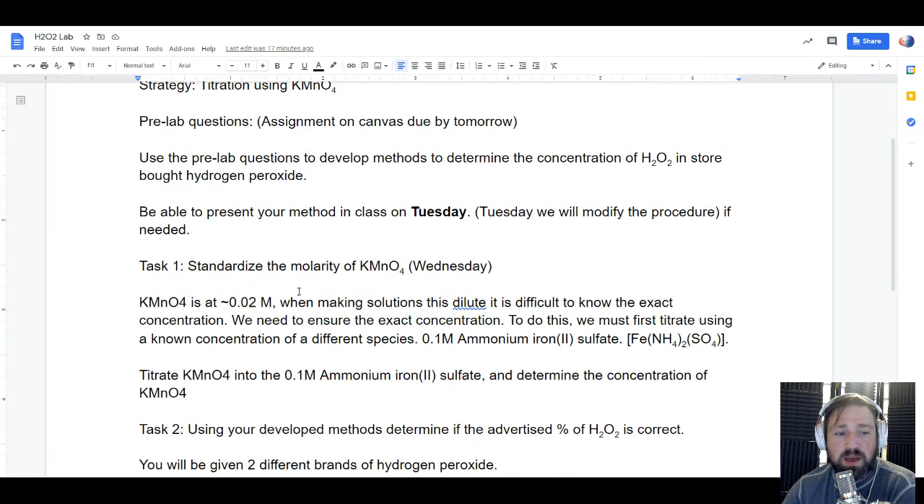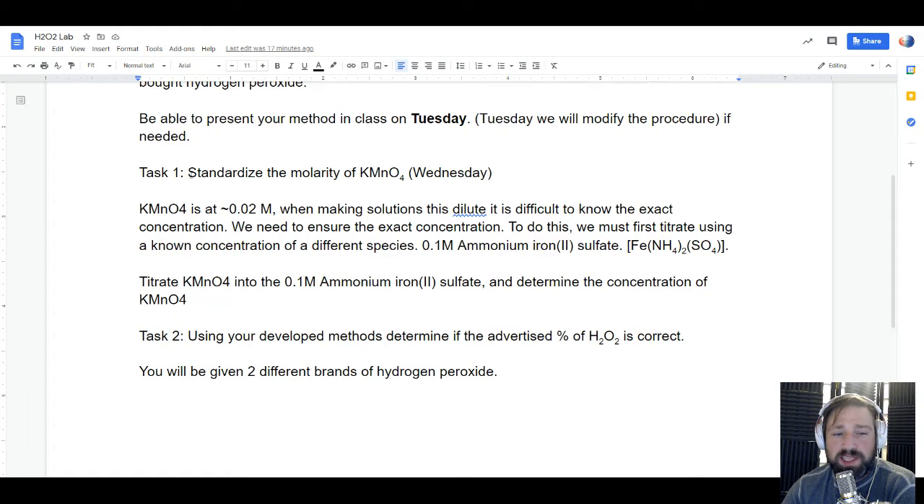We'll modify them around. And then on Wednesday, one thing that we're going to have to do is something called standardizing our potassium permanganate. Now, potassium permanganate is very potent stuff. We need a very dilute concentration. So I'm going to make a concentration for you. This concentration of potassium permanganate is going to be 0.02 molar. This is pretty dilute, right? The problem is that in order to make it this dilute, I'm just going to have to take a small little amount of potassium permanganate and put it in.